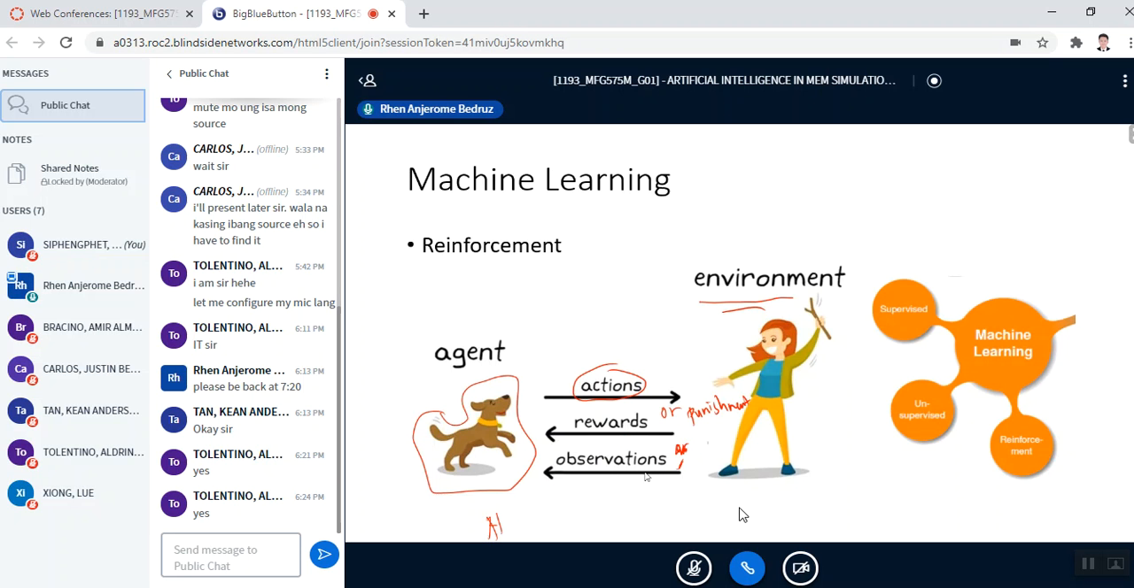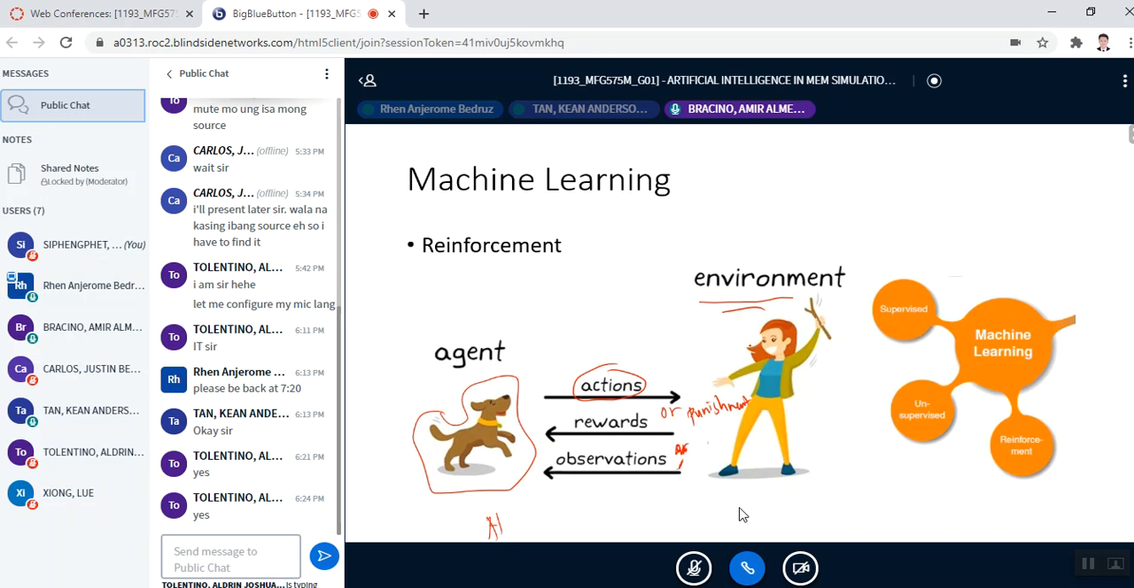So what's an example for this? An example for this is, have you tried playing video games against bots or against AI? Have you? Yes. The others, have you tried playing video games? Yes, yes, yes. Good. So I'm just checking if you're still here. Okay.